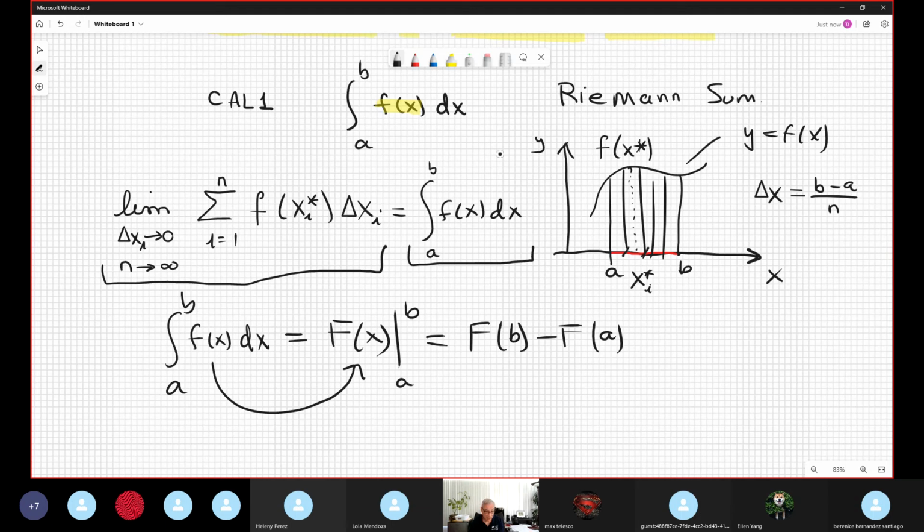So next time, Wednesday, we see how we extend this concept to multi-dimension. We compute the double integral first, and after that the triple integral. This is amazing.